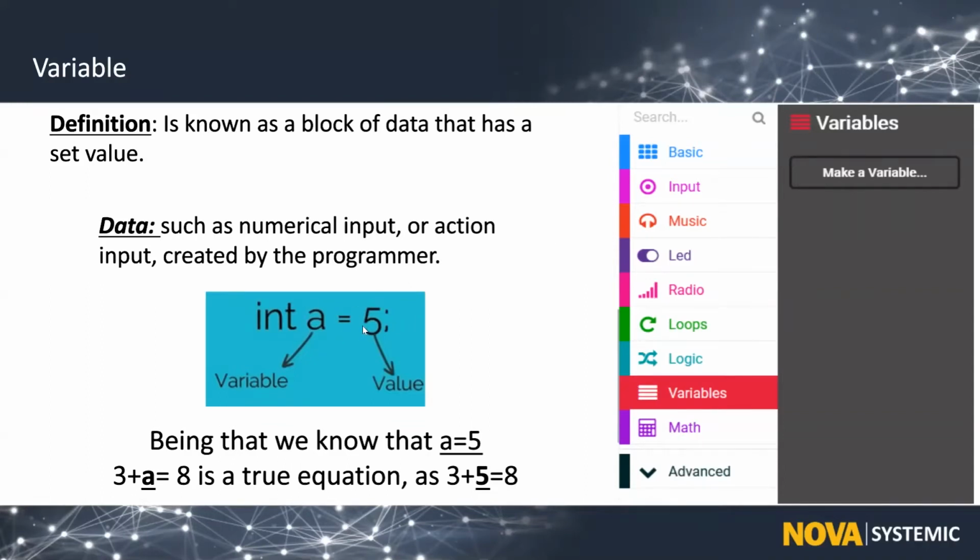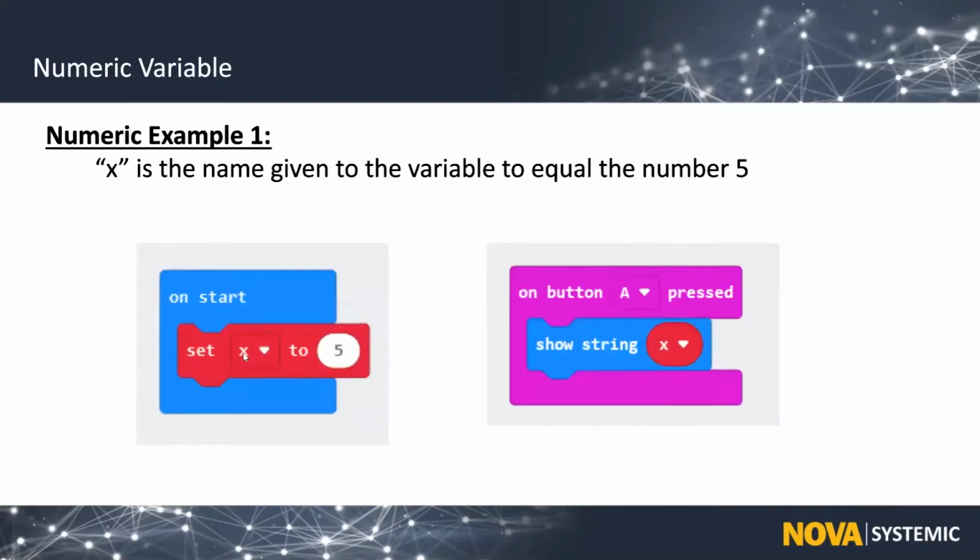Now, to go further with this example, because we know that a equals 5, when we have the equation of 3 plus a equals 8, we know that that is to be true because 3 plus 5 is 8. Let's look at MakeCode and see how this comes together.